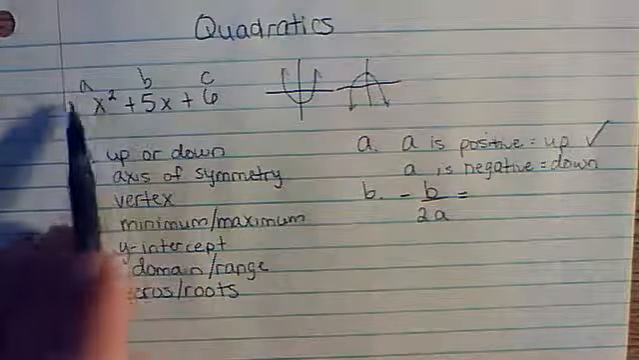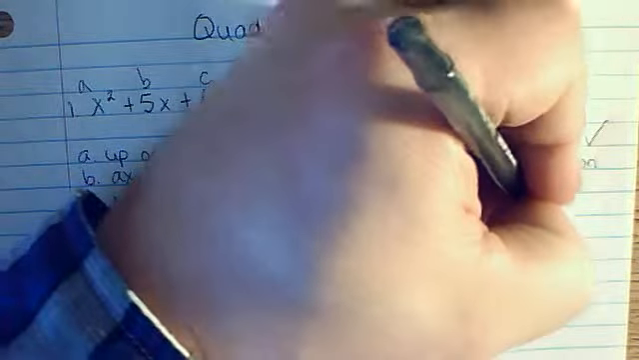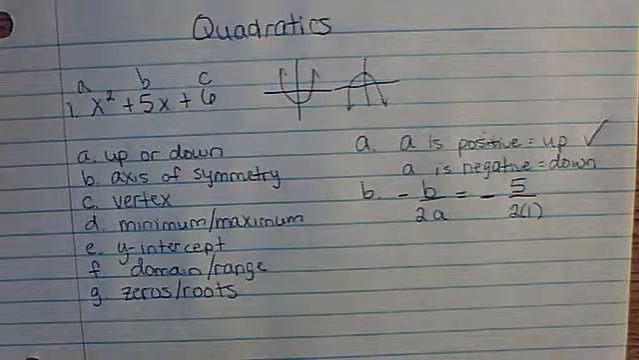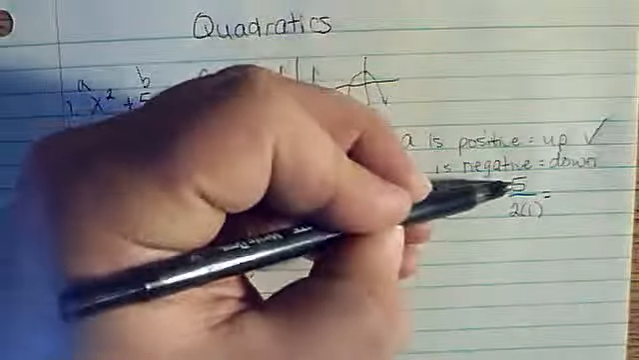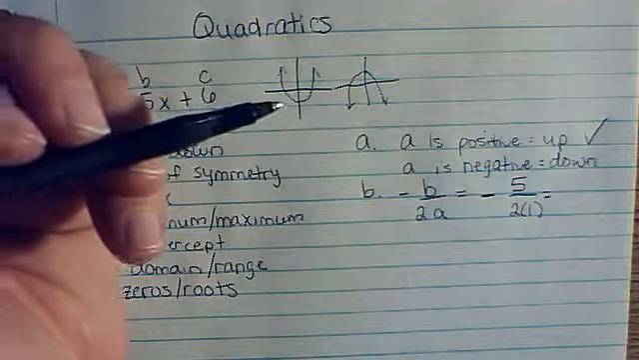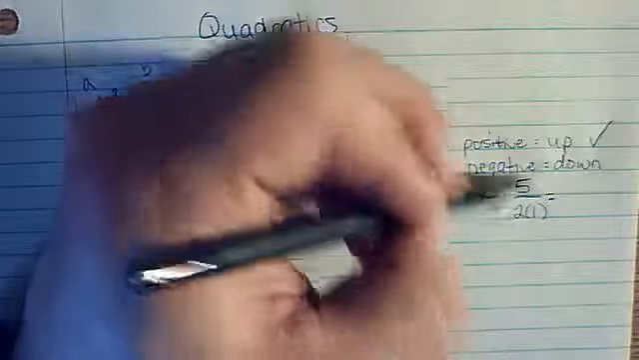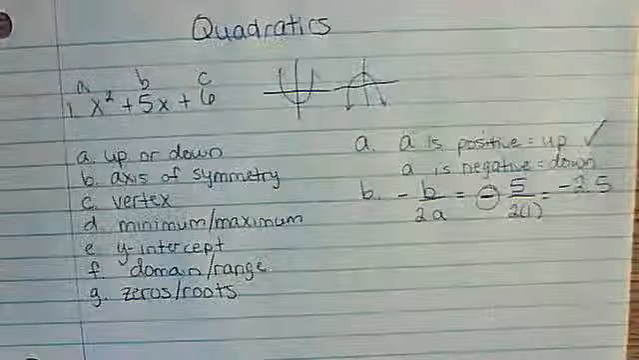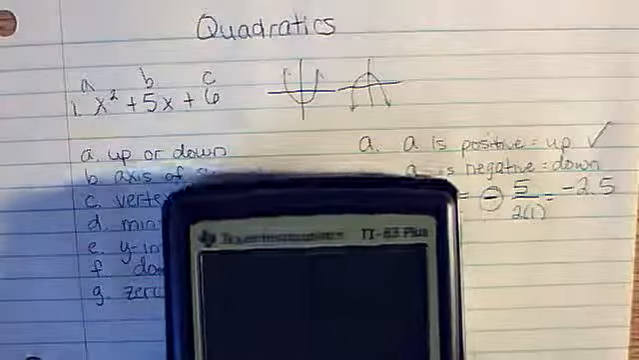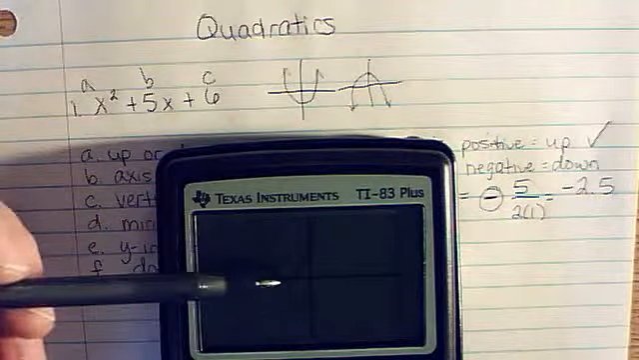So what I need to do is plug in the 5 for b and the 1 for a. And I get negative 5 over 2 times 1. So 5 divided by 2, or half of 5, is 2.5. And I'm going to be multiplying it by this negative after I go ahead and find that quotient of 5 divided by 2. So this will end up being a negative 2.5. So that is my axis of symmetry. That is the x value on my vertex that will divide straight through this parabola.